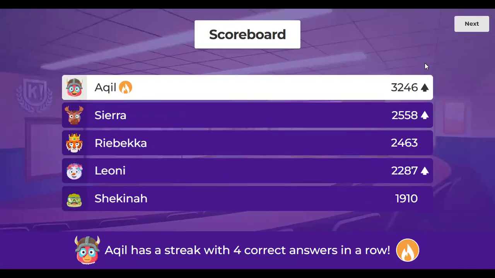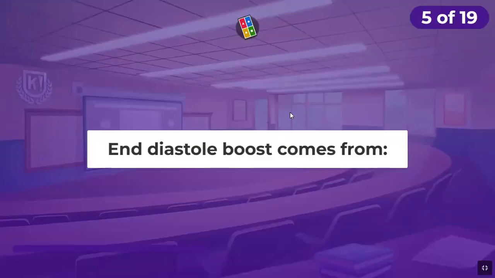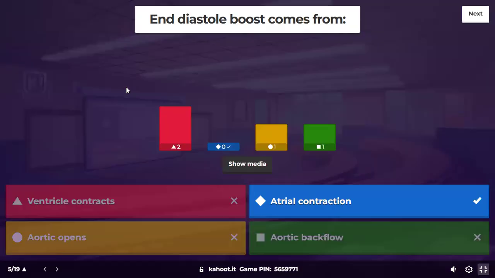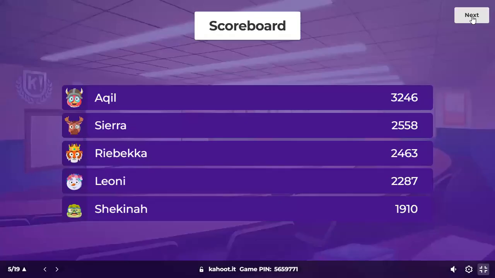Okay, next we have, no problem, Haley. And the diastole boost comes from: ventricle contraction, atrial contraction, aortic opens, aortic backflow. Very good, atrial contraction. Next. So everyone stays the same.